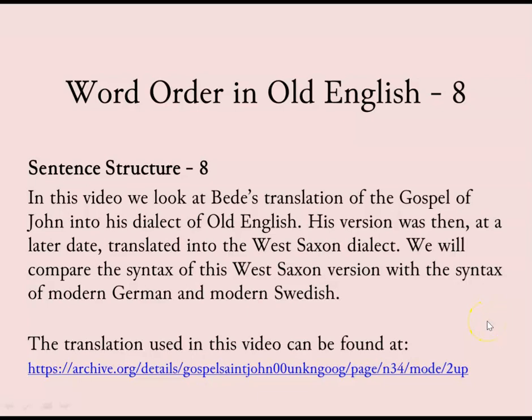In this video, we look at Bede's translation of the Gospel of John into his dialect of Old English. His version was then, at a later date, translated into the West Saxon dialect, well over about 200 years or so later. We will compare the syntax of this West Saxon version with the syntax of modern German and modern Swedish. Now, the translation used in this video can be found at this link here, which will be included in the description. So let's get started.